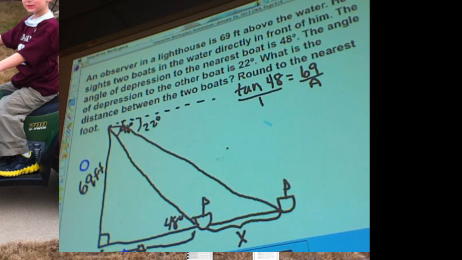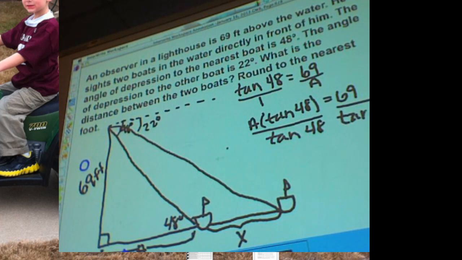Set up your proportion, cross multiply, and we see that we need to divide both sides by the tangent of 48. Once you make sure that your calculator is in degree mode, this first distance turns out to be about 62 feet. So we know from here to here is 62 feet. Now we need to find from here all the way down to the second boat as a distance B.